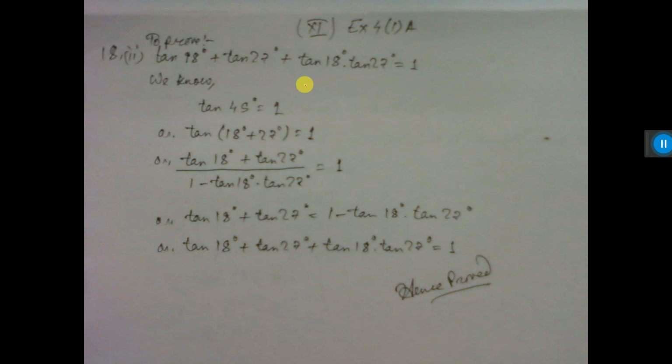This sum also you have to start from here. We know tan 45 value is 1 and tan 45 can be written as 18 plus 27. Why do I write this? Because in the sum 18 and 27 are there. And then apply tan A plus B formula, tan A plus tan B by 1 minus tan A tan B. Then do cross multiplication. Then the proof has come.